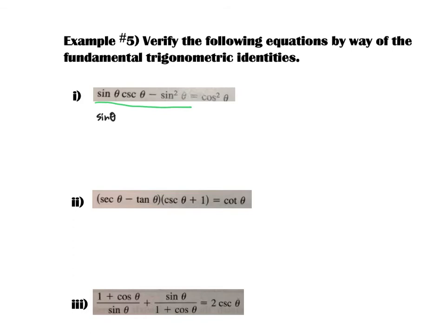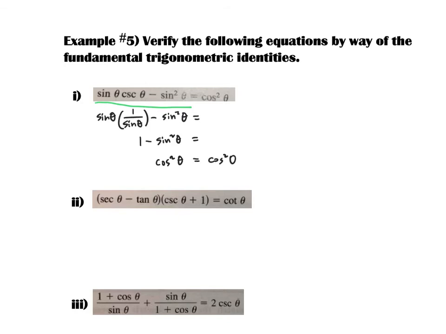So sine theta, not much to change there. Cosecant would be 1 over sine theta. You can already see that I'm going to have some simplifying to do there. Sine squared, I'm not going to change. You could change it to 1 minus cosine squared, but it's not going to be worth it for you. You're actually going to do less work this way. But if you go a more complicated route, it will get you to the same answer. It just might take you a little longer. So sine theta times 1 over sine theta is 1. And sine squared stays the same. And then by identity, 1 minus sine squared is equal to cosine squared theta.